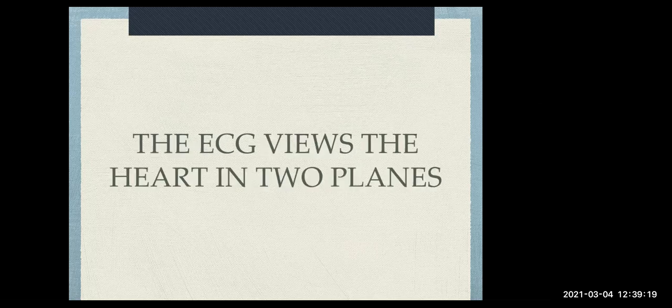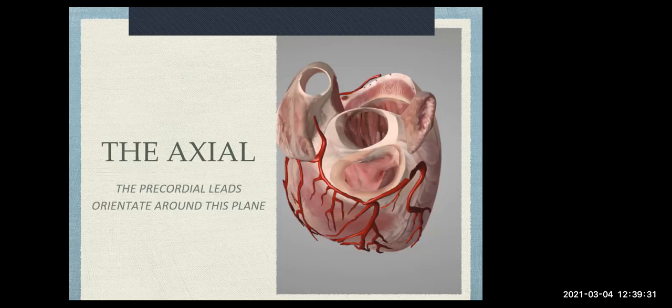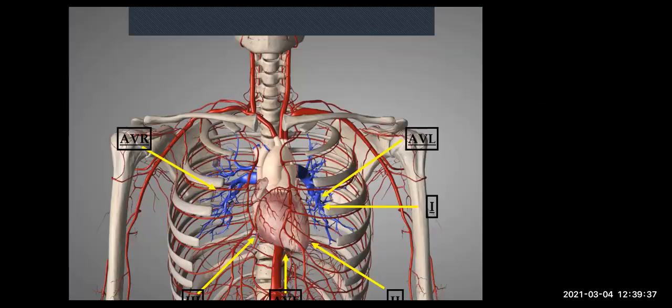So basically the heart views, the ECG views the heart in two planes, okay? So you've got the coronal, and that's where the limb leads orientate themselves around this plane. And then you've got the axial, which means, and these are your precordial leads, in other words, the ones that go around the heart on the chest, okay? So this is how your limb leads are orientated, okay? Let's just spotlight this for a second.